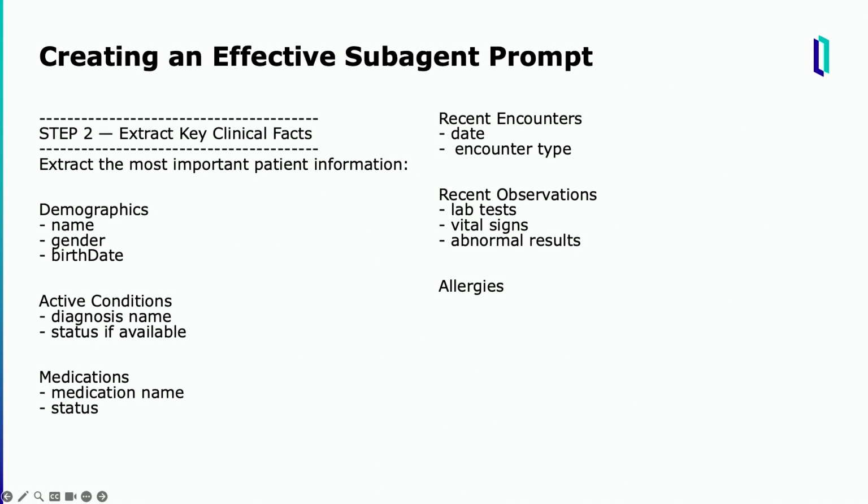Step two is feature extraction. We define the categories of information we want the summarizer to pull out: demographics, active conditions, medications, encounters, observations, and allergies. And we could do this, by the way, using both Python and FHIRPath. This is effectively schema design inside the prompt. We're telling the model what the structured output should contain.